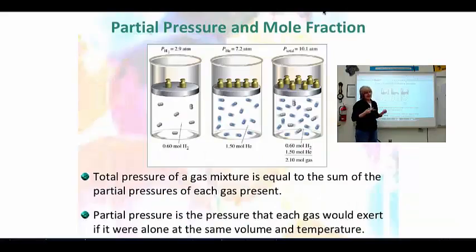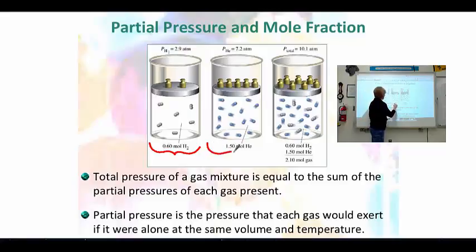Another way to look at that, let's talk about moles of gas. If I have 0.6 moles of H2, it exerts a certain pressure. And the picture here says that the pressure it exerts is 2.9 atm. In another container, same size, I have 1.5 moles of helium. More moles, higher pressure. The helium exerts 7.2 atm.